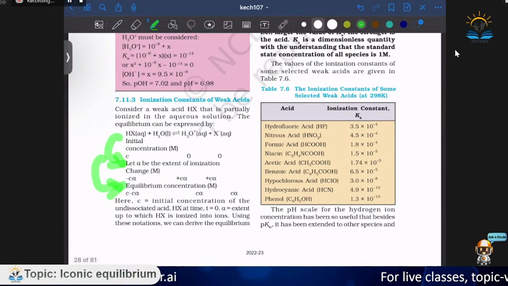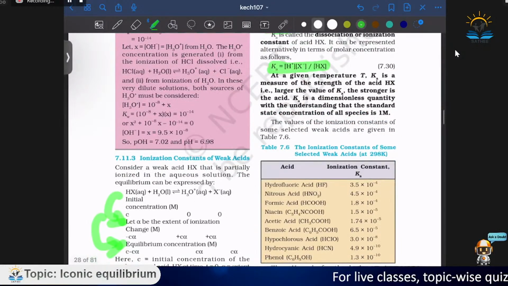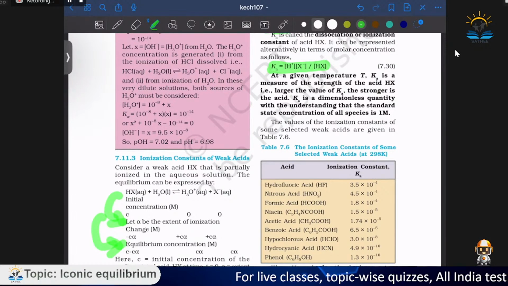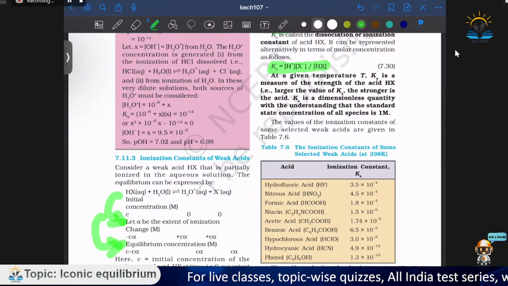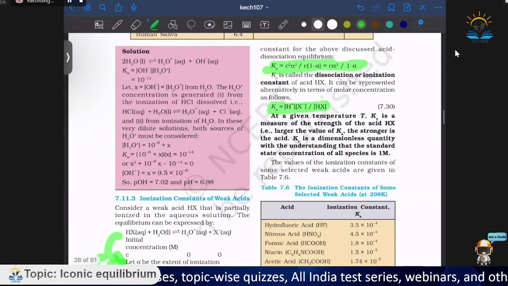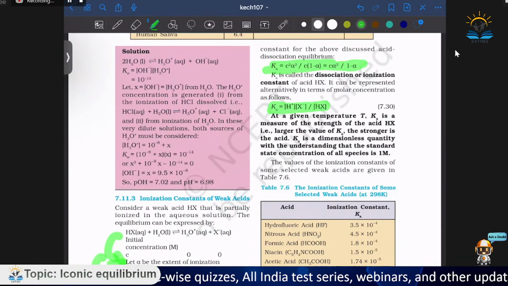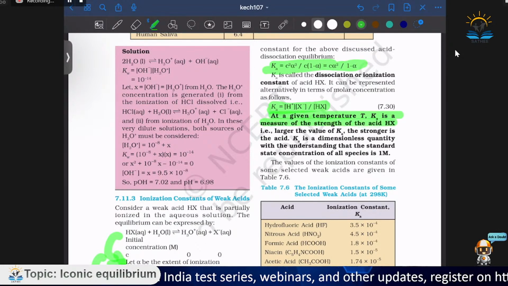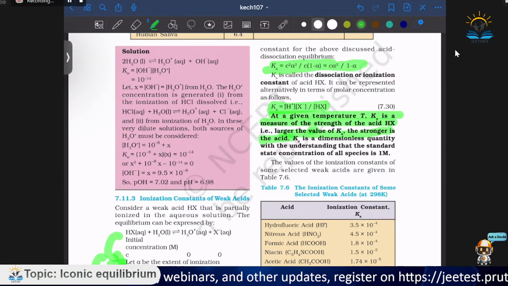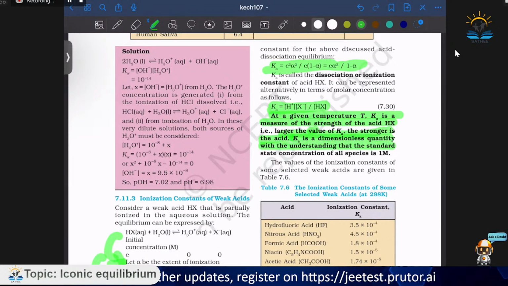and then come to your dissociation constant. Of course, this is a monobasic acid, so you can use this formula for all the monobasic acids. But if dibasic or tribasic acids come in the question, then this formula will not be valid for them, as we will see. Right now, let's define Ka. At a given temperature, Ka is a measure of the strength of acid HX. The larger the value of Ka, the stronger the acid. Ka is dimensionless, with the understanding that the standard state concentration of all species is 1 molar.